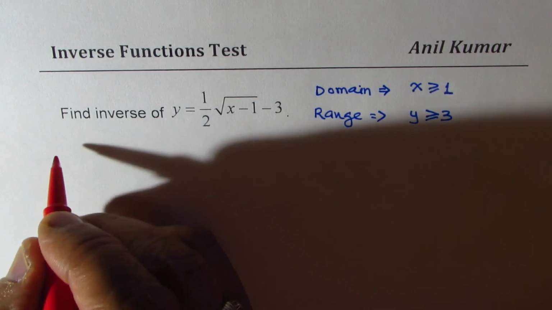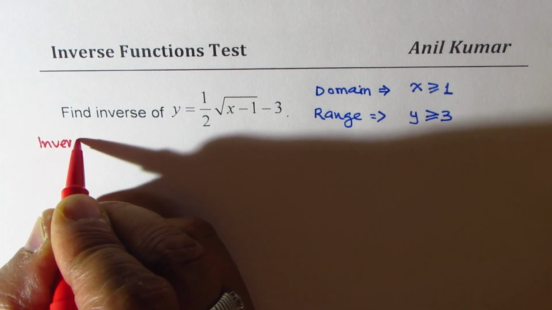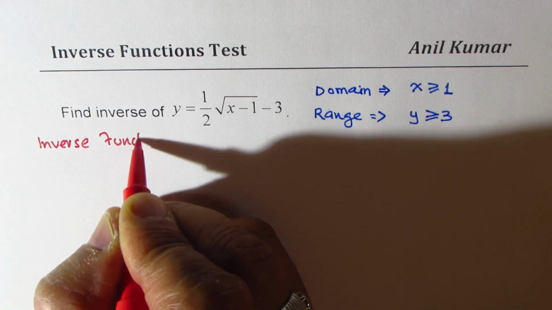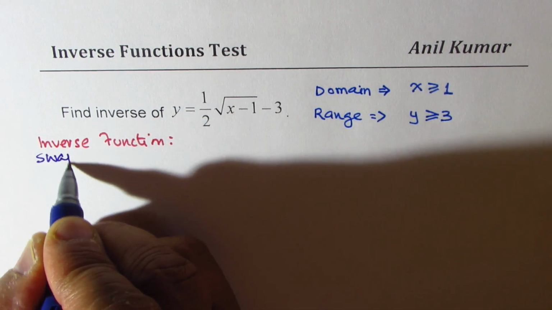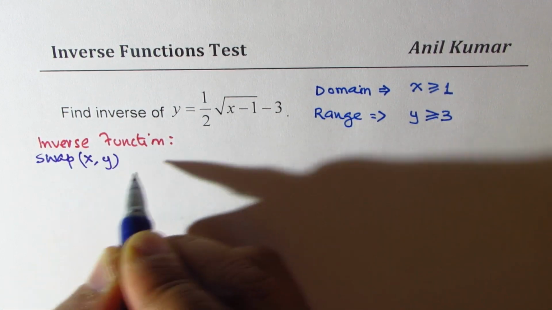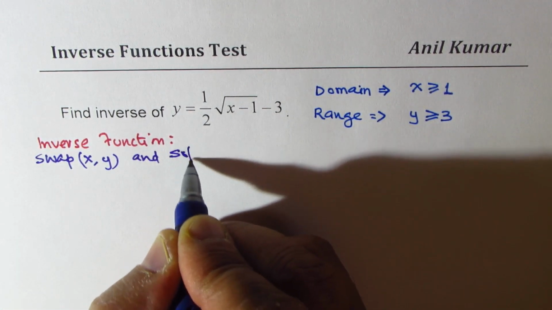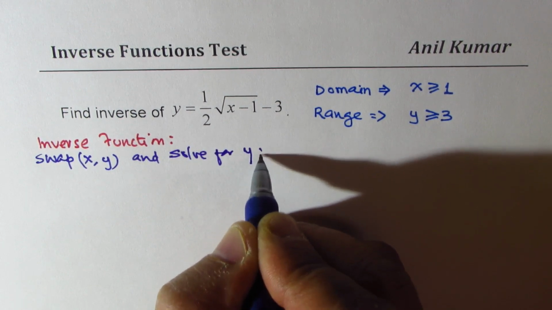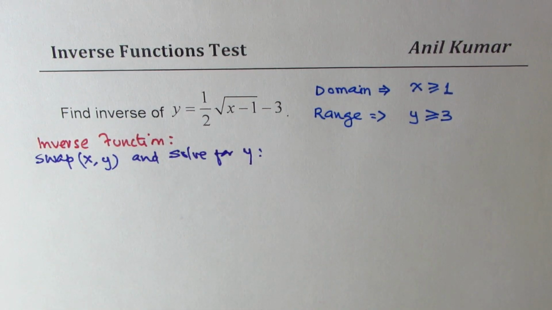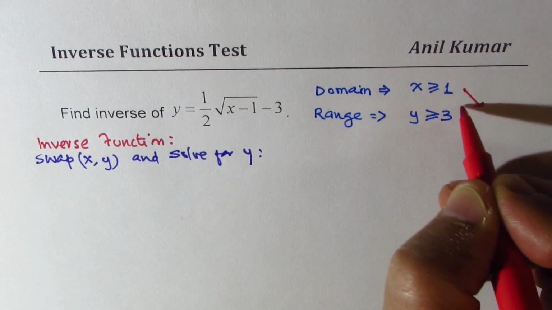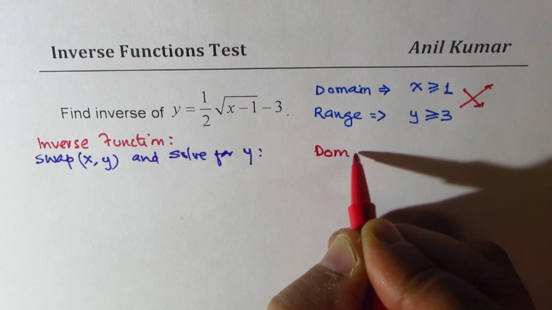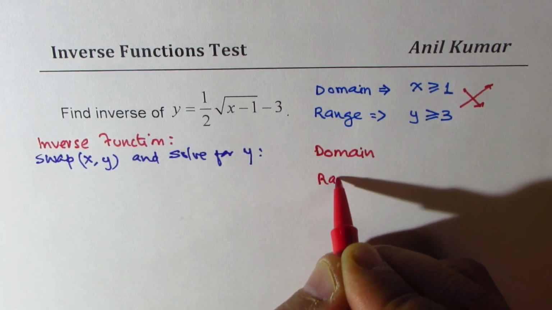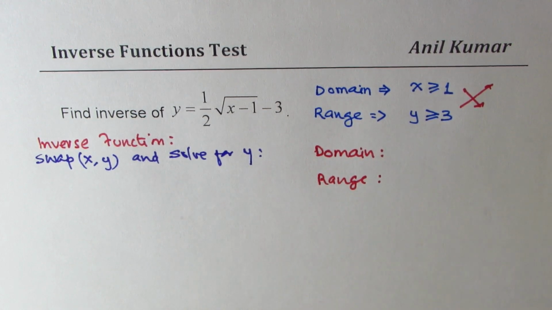Now we'll talk about the inverse function. In an inverse function, the first step is always to swap x and y, and solve for y, correct? When you swap x and y, the domain and range also get swapped. So for the inverse function, what should be the domain, and what should be the range? This is very, very critical to understand.